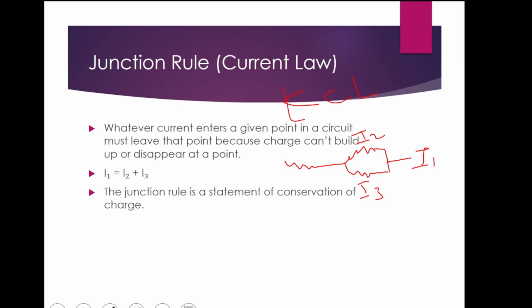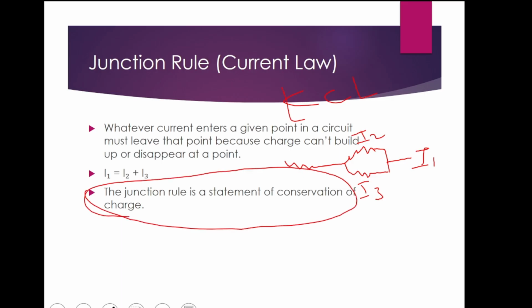So the junction rule is another statement of charge conservation, or it is the law of parallel circuits. If you remember, in parallel combinations, the current is divided at the point where the parallel resistors are combined or form junctions. So this point is called a junction. That's why it is the junction rule. It is a statement of charge conservation. It tells us that charges will never disappear or build up.